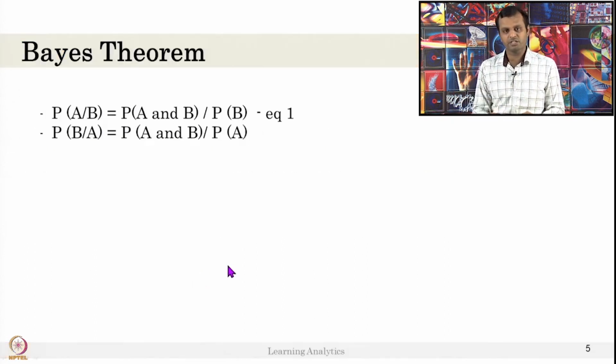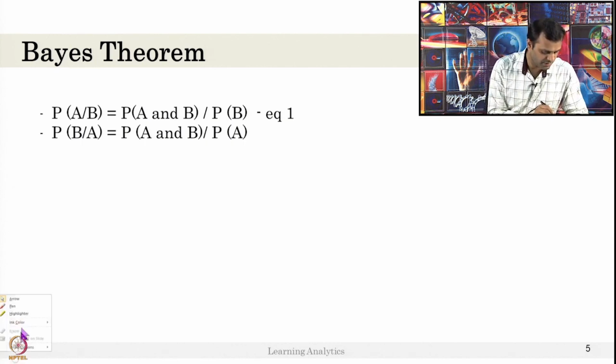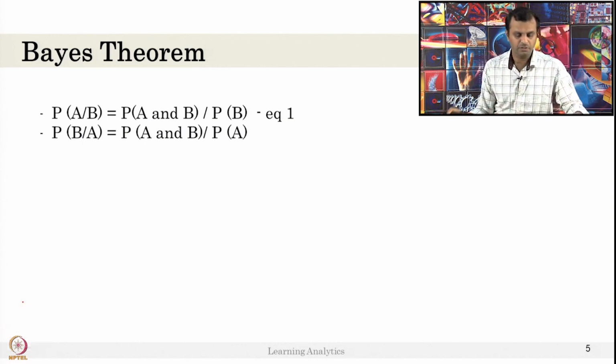Let us look at Bayes theorem from conditional probability. The probability of A given B is the probability of A and B, that is equation 1, which you saw in the previous slide. And the probability of B given A is also the probability of A and B, the same, right?